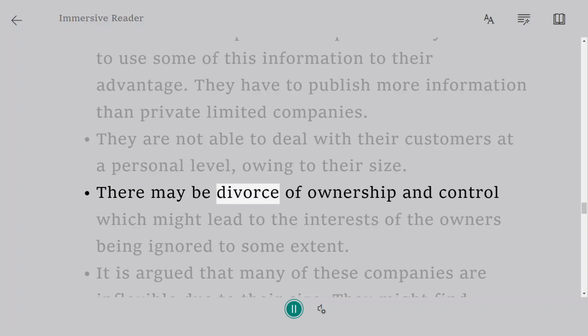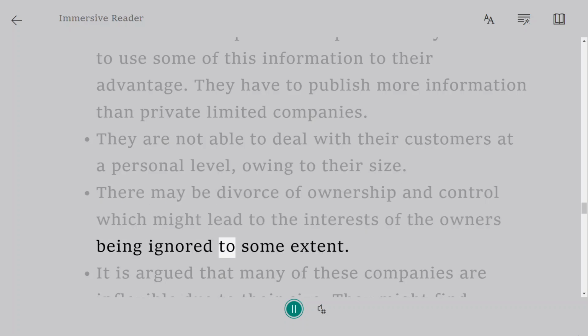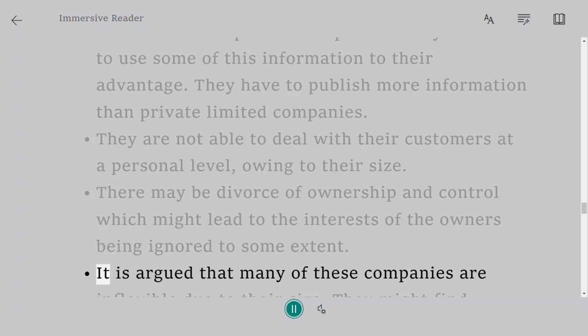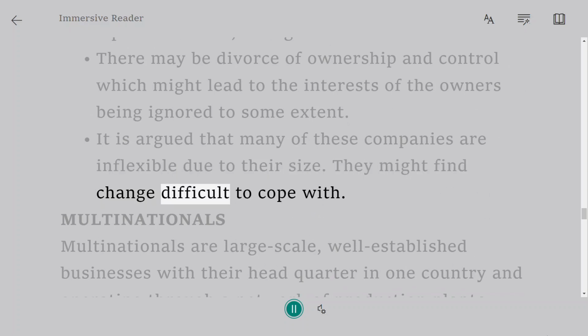There may be divorce of ownership and control, which might lead to the interests of the owners being ignored to some extent. It is argued that many of these companies are inflexible due to their size. They might find change difficult to cope with.